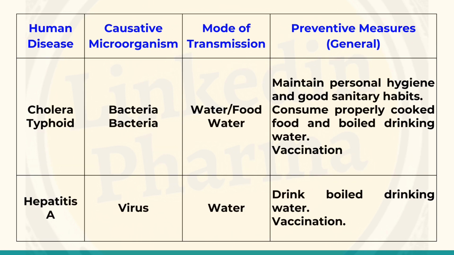Cholera, typhoid: bacteria, water, food and water. Maintain personal hygiene and good sanitary habits. Consume properly cooked food and boiled drinking water, and vaccination. Hepatitis A: virus, water. Drink boiled drinking water. Vaccination.